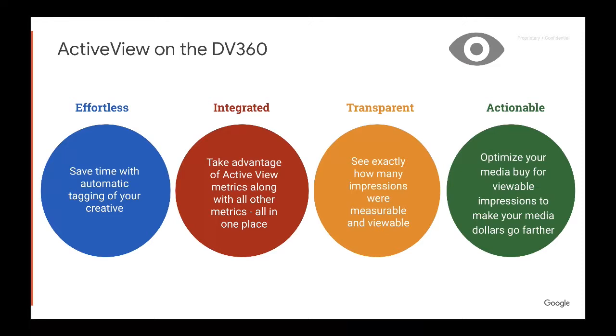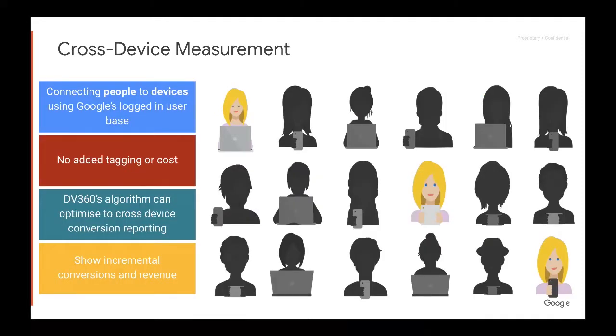In our platform, Active View is transparent. You can see exactly how many impressions were measurable and viewable. With the launch of Active View optimizations, Active View is now actionable too, which makes every media dollar work harder. Besides, we also have cross-device measurement, with no additional tagging and no additional cost. And we also have an algorithm that can optimize to cross-device conversions reporting.